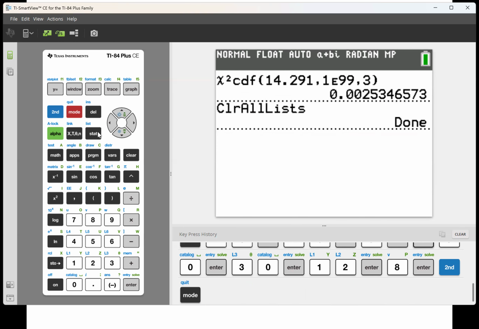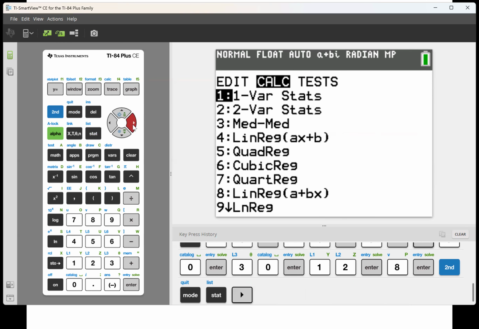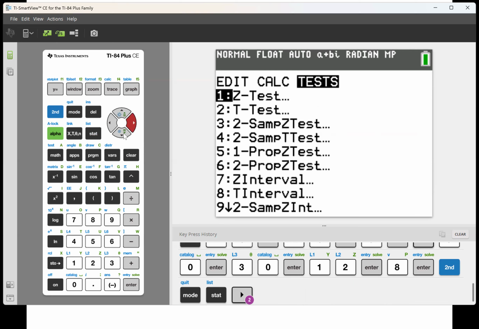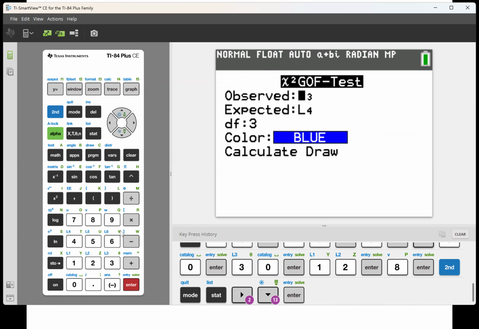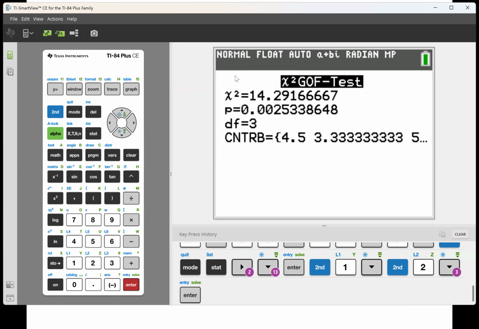We're going to go back in our stat menu over to tests, and we're going to run the chi-squared goodness of fit test. And I put my data in L1. That's where I put the observed. I put the expected in L2. And the degrees of freedom is 3 because we had 4 categories. 4 minus 1 is 3. So let's calculate that.